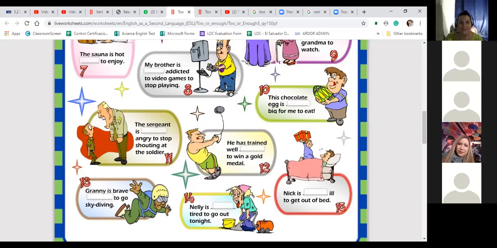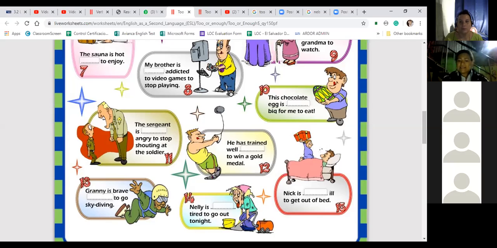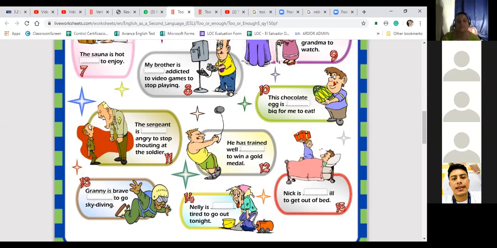Number 14, who wants to help? Okay, Nelly is too tired to go out tonight. Try the other one. Nelly is too tired to go out tonight. Okay, it's like too tired. It's another way of saying exhausted. Exhausted. Very good. And the last one, who wants to help me? Nick is too ill to get out of bed. Excellent. Nick is too ill to get out of bed. Very good.